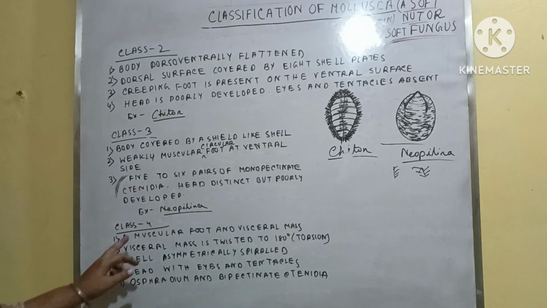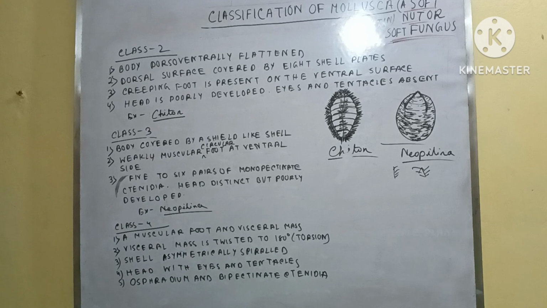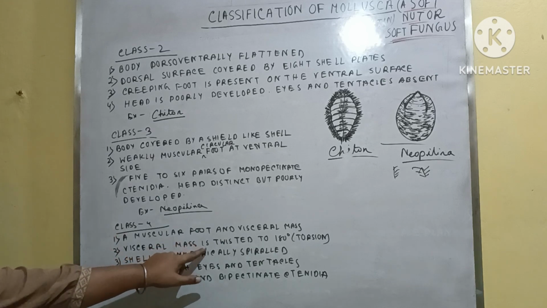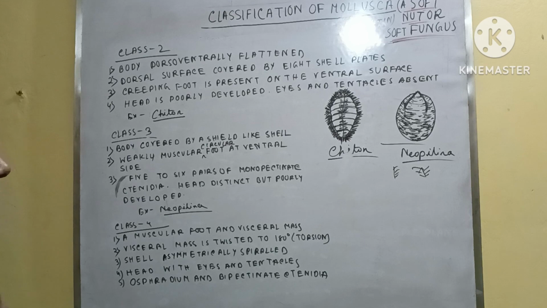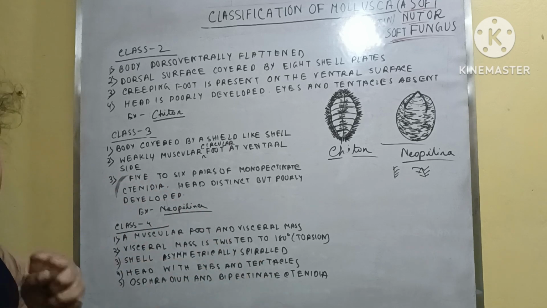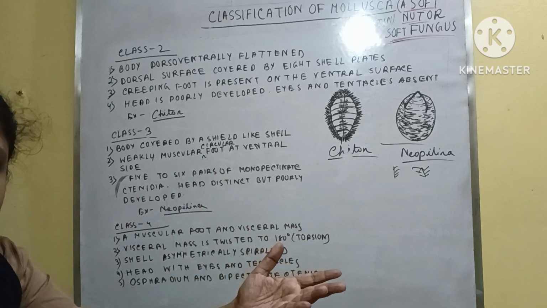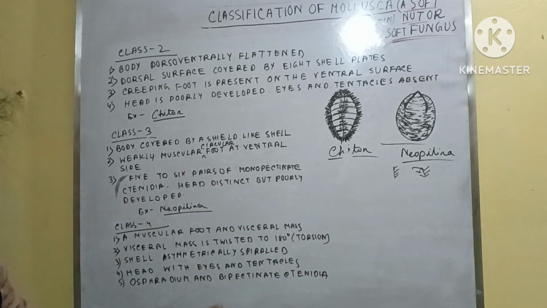Next one, class 4, is the Gastropoda. The features are that the muscular foot and the visceral mass are both present. The visceral mass is twisted by 180 degrees. That's why torsion is seen. Due to torsion, the head and foot are both present on the anterior side, not the head in the anterior and the foot in the posterior. Head and foot are both in the anterior side due to the torsion, or 180 degree rotation of the visceral mass.